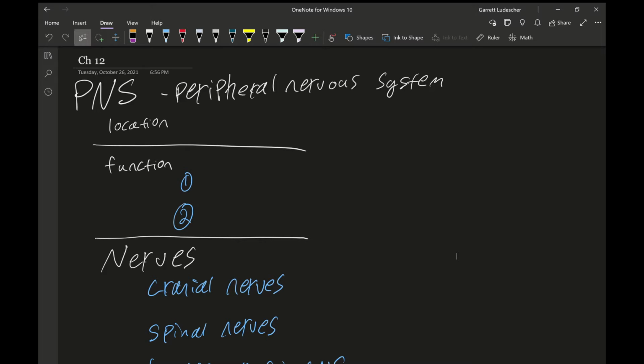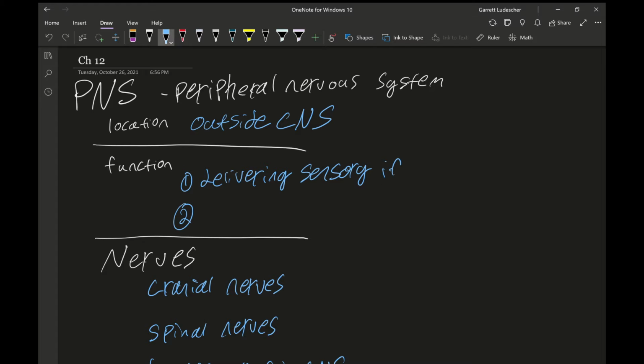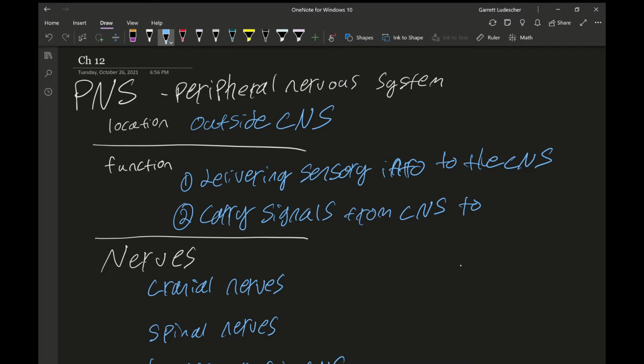Okay, first off, we can start with the location. We know that the peripheral nervous system is found everywhere outside the CNS. Some of the functions include delivering sensory info to the CNS, and also carrying motor commands from the CNS to peripheral tissues. So carry signals from CNS to tissues.